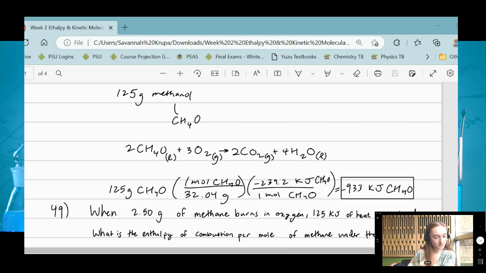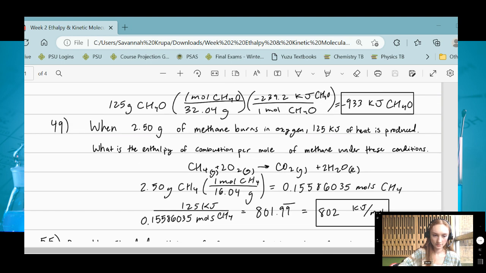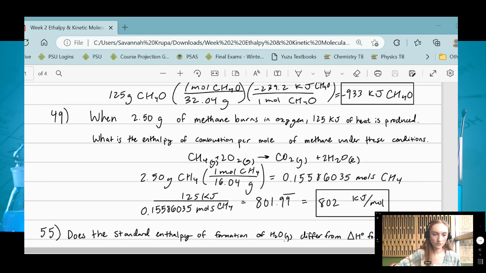Our problem is 49. The question is, when 2.50 grams of methane burns in oxygen, 125 kilojoules of heat is produced. What is the enthalpy of combustion per mole of methane under these conditions? So it's going to be very similar. We're going to be practically doing the same exact thing we did last time. We first need to write the equation for this.